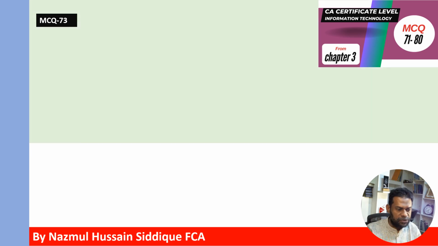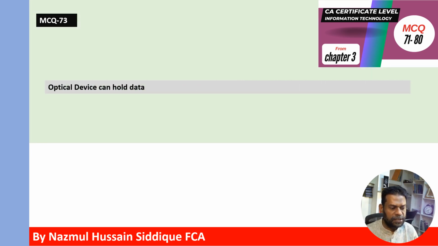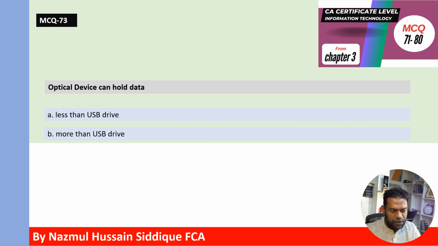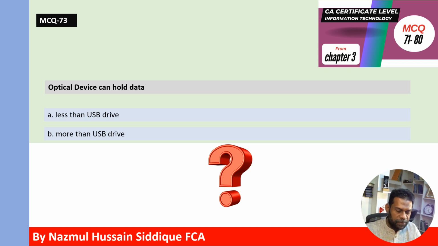Question 73. Optical device can hold data less than USB drive or more than USB drive. Which one is the correct answer? The correct answer is B, more than USB drive. Optical device can hold data more than USB drive.